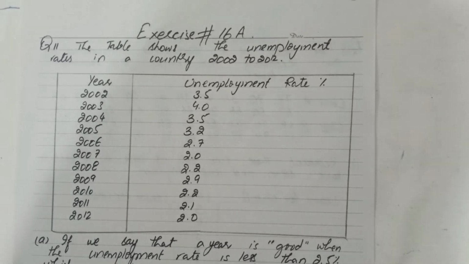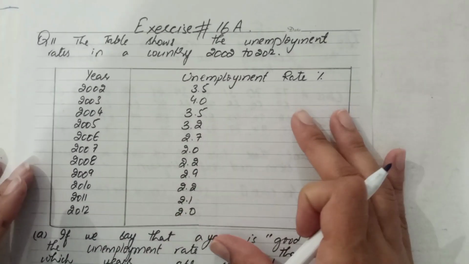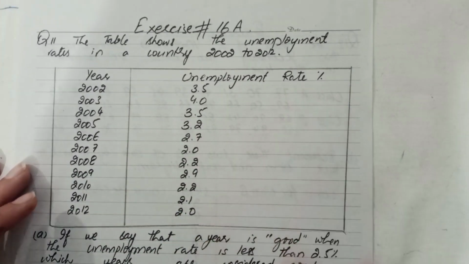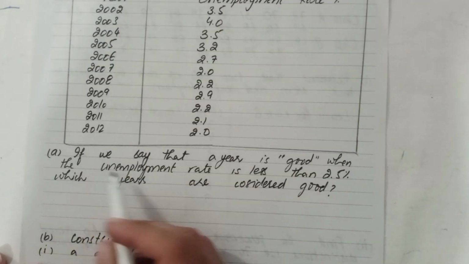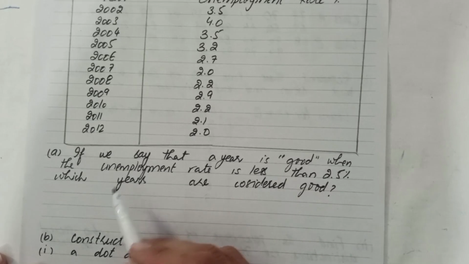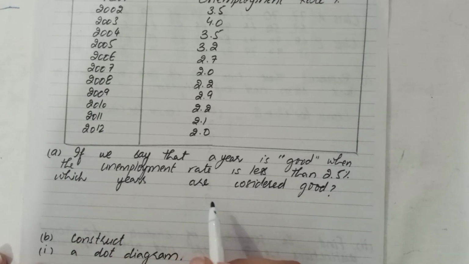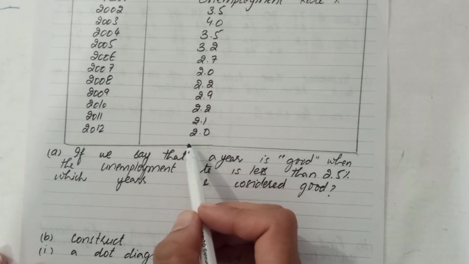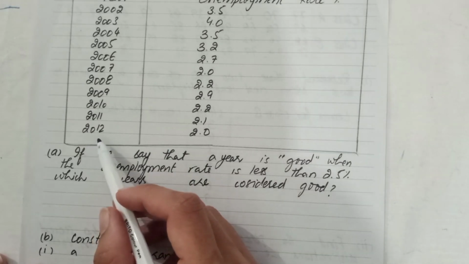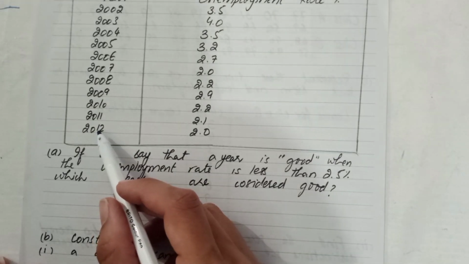Now students, question number 11. The table shows the unemployment rate in a country from 2002 to 2012. That is the unemployment rate. Now in part A, if we say that a year is good when the unemployment rate is less than 2.5%, which years are considered good? Whose percentage is less than 2.5, these years are good, and that is 2012.